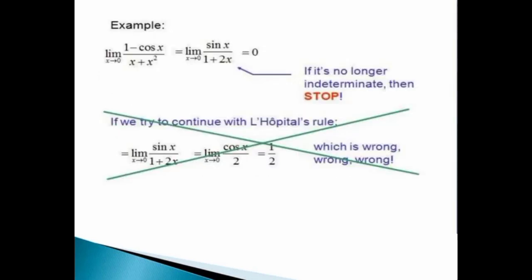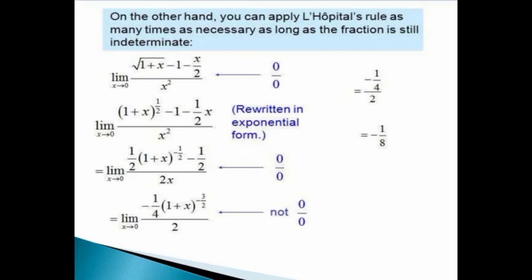Say, for example, the limit of 1 minus cos x all over x plus x squared, as x approaches 0. So it is no longer indeterminate. As you can see, the answer is 0, which is not indeterminate, so you need to stop. If we try to continue with L'Hospital's rule, that is wrong. On the other hand, you can apply L'Hospital's rule as many times as necessary, as long as the fraction is still indeterminate.